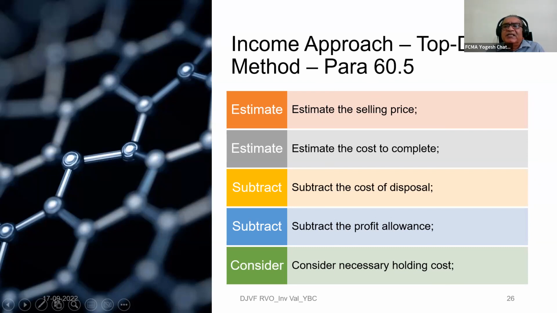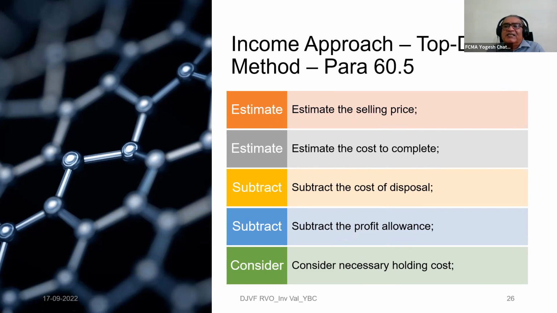So in investment decisions, as we are aware, under top-down, an investor will start from the macroeconomic conditions of a country, followed by sector analysis, followed by industry analysis, and then company analysis. So in inventory, actually, it will start with estimating the selling price, then estimate the cost to complete, then subtract the cost of disposal, and subtract the profit allowance, and consider the necessary holding costs. So this is a top-down method of inventory valuation.